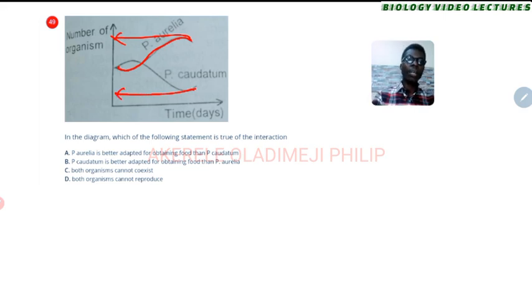So when we say better adapted for obtaining food, the more food you can make, the more you are going to stay alive and have more number of organisms. So for P. aurelia, the answer is A. It is better adapted. Why? Because the number is more. All right, hope that made sense.